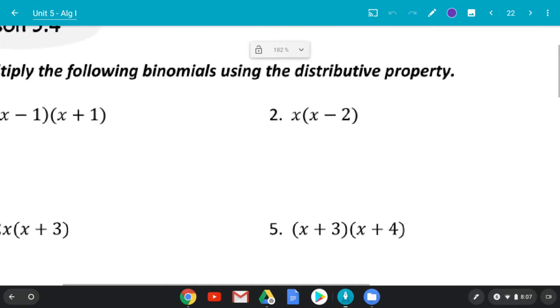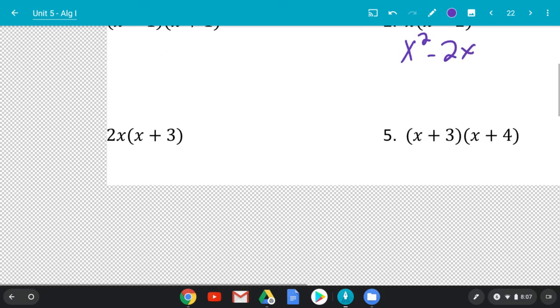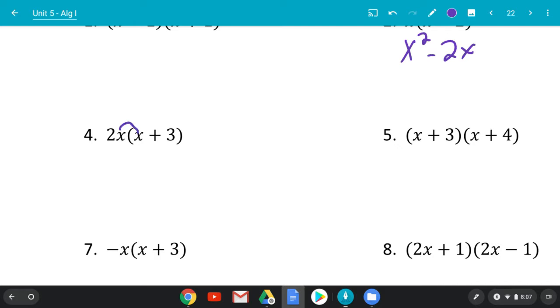Start with the evens. We were distributing x times x squared, x times a negative 2 is a negative 2x. How many people got that one right? Excellent. Number 4, 2x times x is 2x squared. 2x times 3 is 6x. How many got it right?